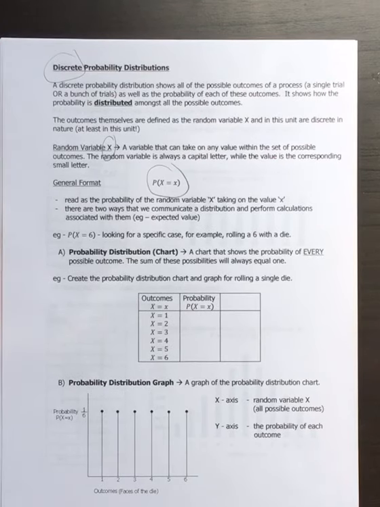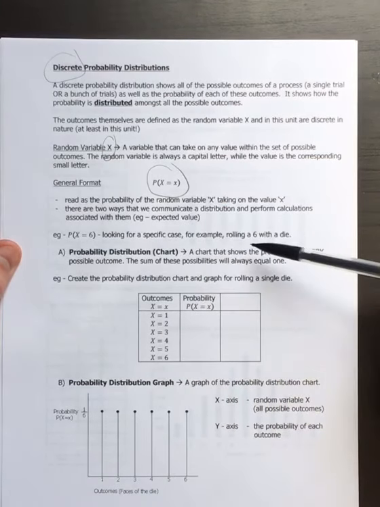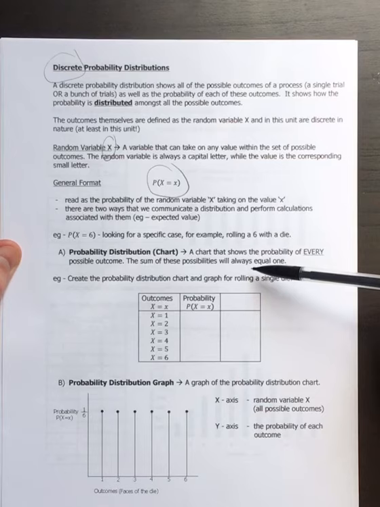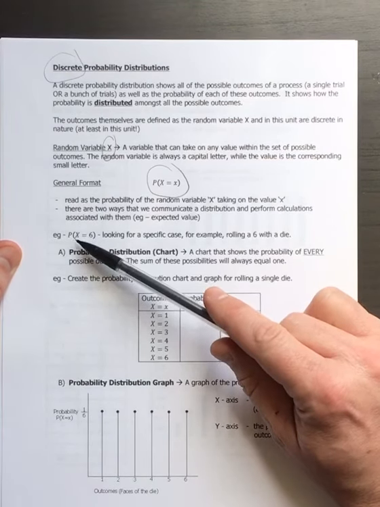So first of all, just an example that I have here: P(X = 6). I'm looking for a specific case, for example, rolling a 6 on a die. So the random variable X is the roll, the number of pips on the face of the die. And the 6, of course, is the outcome that we're looking for in this case. Now, that's not the whole distribution. I'm just looking for the probability of one specific event. A probability distribution would be all of the rolls, all of the possibilities, from 1 all the way to 6 on a 6-sided die.